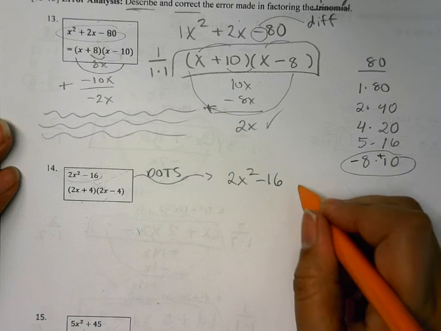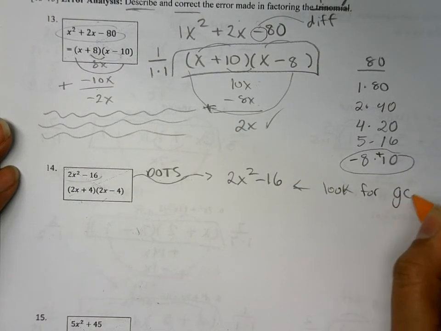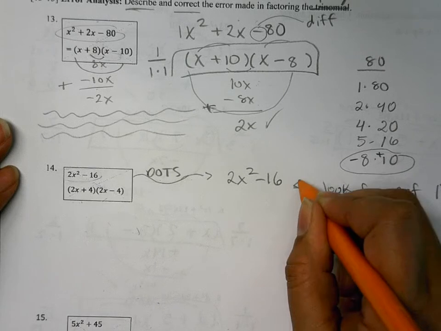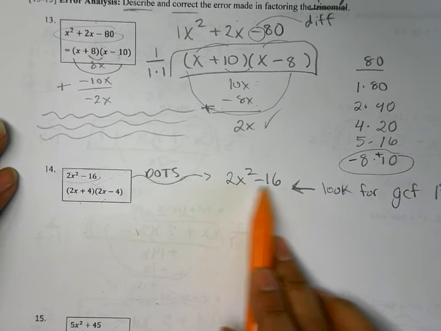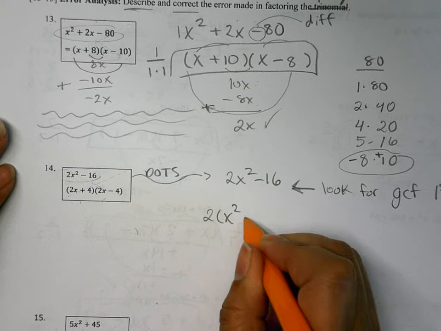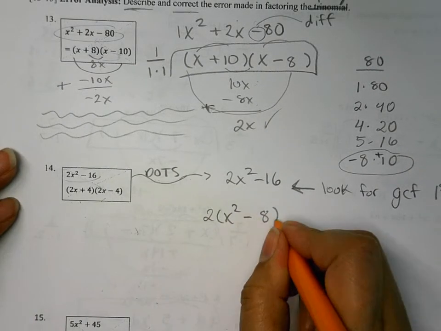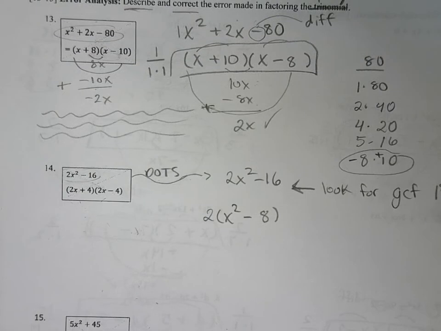I didn't say it this time, but I just said it on the last problem. What's the first thing you should always look for? Look for GCF first. Okay, is there a GCF? Yes. What is it? It's a number, 2. Only 2. X squared minus 2 times what is 16?